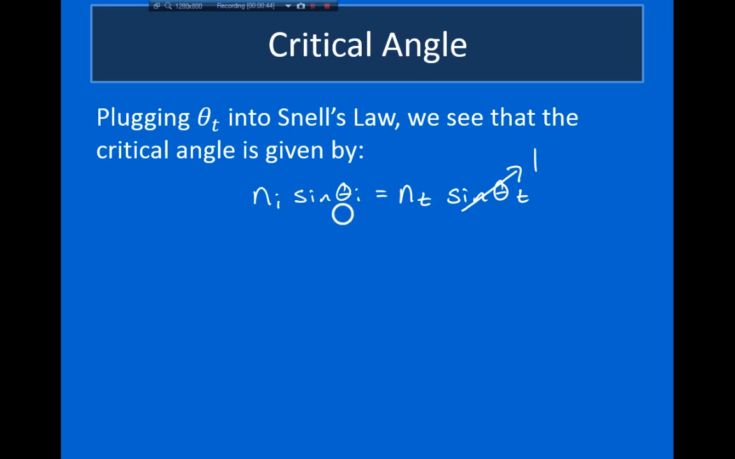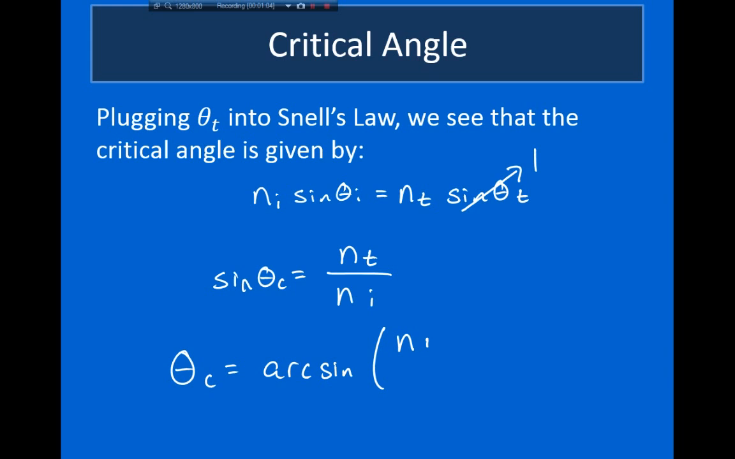And in this case, the initial angle is my critical angle. So we have that sine of the critical angle is going to be equal to the index of refraction for the transmitted material divided by the index of refraction for the initial material. So the critical angle is equal to arc sine of the index of refraction for the transmitted material divided by the index of refraction for the initial material.